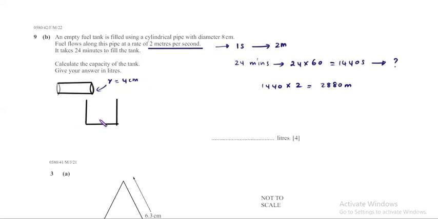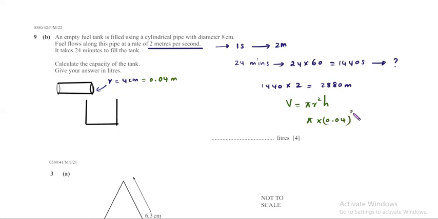That means now I can calculate the volume of this cylindrical pipe that is 2,880 meters long, because to calculate the volume of a cylinder we use the formula pi r squared h. Pi times the radius of the cylinder, which is 4 centimeters. I'm going to write it in meters because the length is given in meters. So 4 centimeters in meters is 0.04 meters, because I need to divide the centimeters by 100 to convert into meters. So that is what I did here. So this is 0.04.